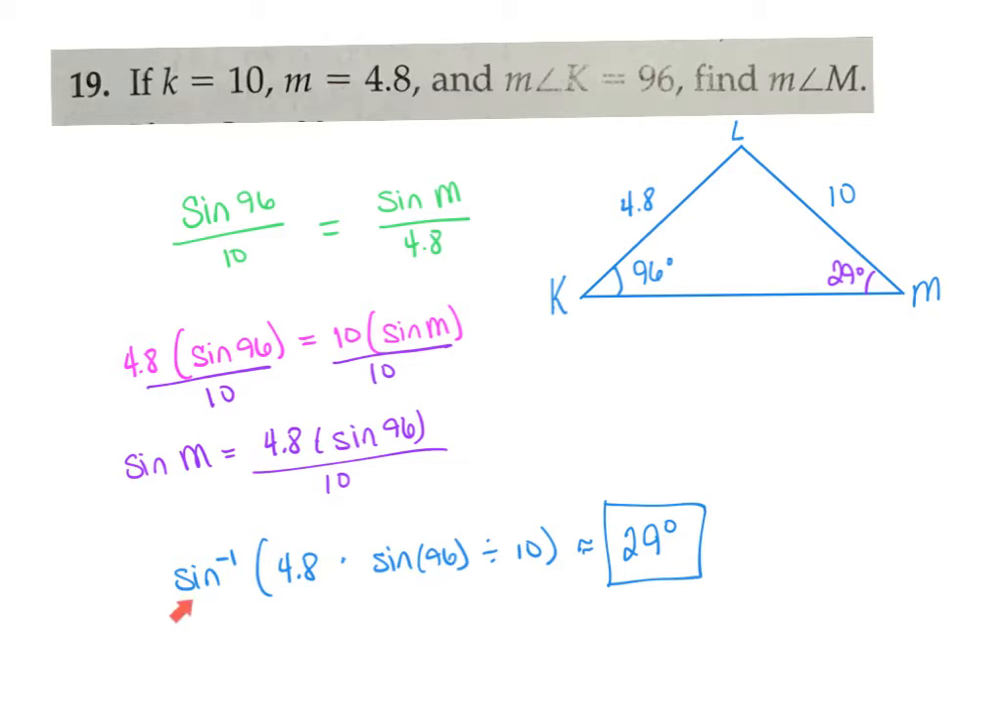So that means the inverse sine is going to give you the angle. Inverse sine of 4.8 times sine of 96 divided by 10. That rounds to 29 degrees. All right, questions on that one?